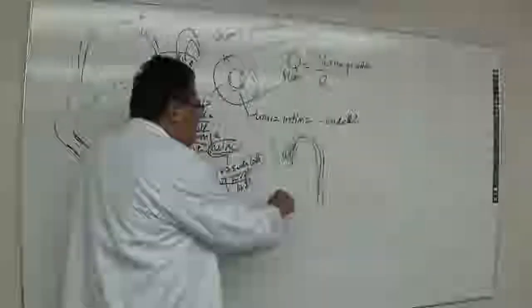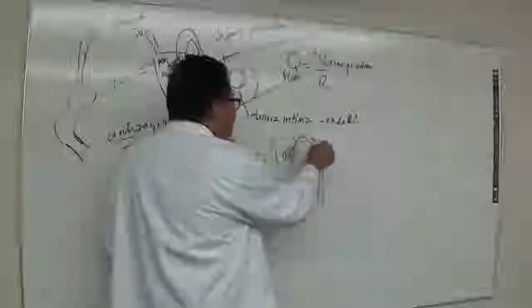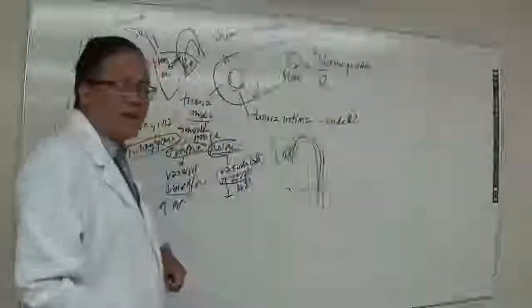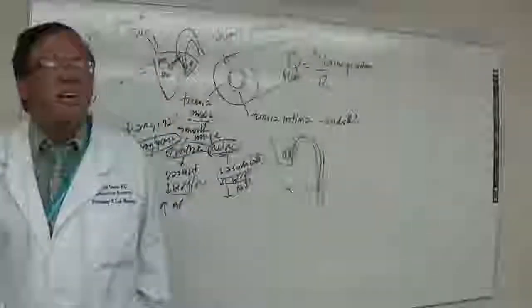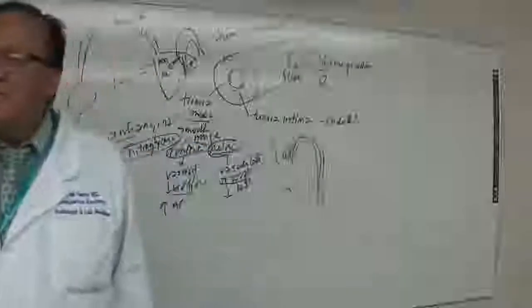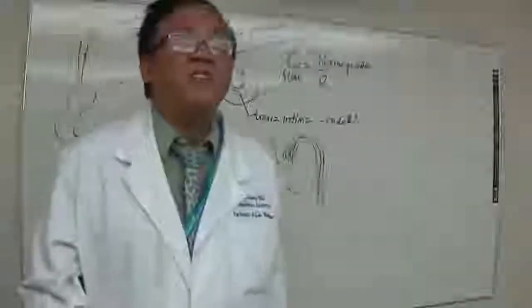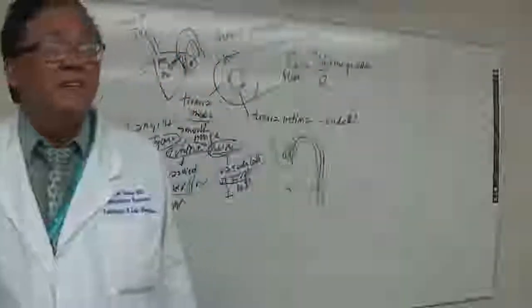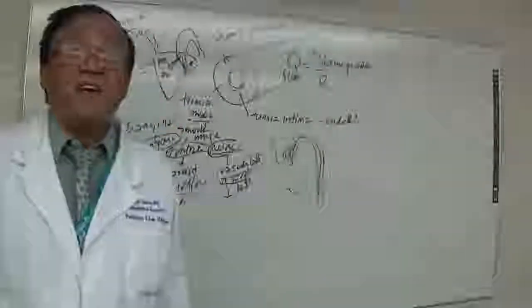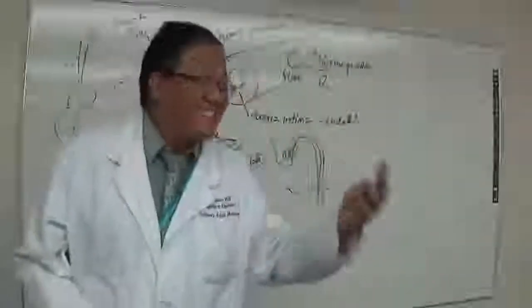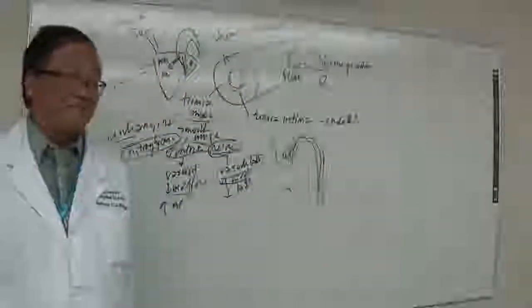It pierces the diaphragm: ascending aorta, arch, descending aorta. Then in the thoracic cavity, what is the name of the aorta in the thoracic cavity? Keep it simple, student. I already gave you the answer. Thoracic aorta. Don't you love anatomy?